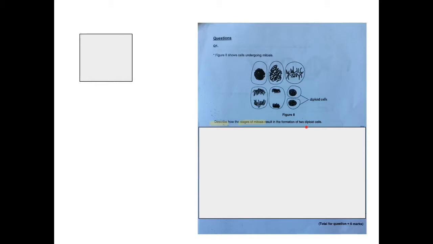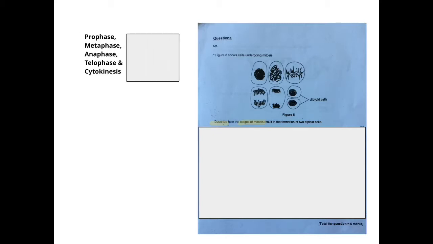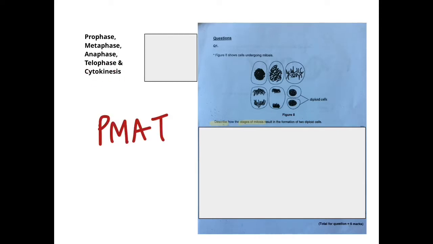A diploid cell is a body cell as opposed to a haploid cell, which is a sex cell. This question is actually one of the easiest 6-mark questions you can answer, providing you've memorized the information. There's no application, which keeps it quite simple. So firstly, you need to know the stages of mitosis, of which there are 4. There is prophase, metaphase, anaphase, telophase, and cytokinesis, which is essentially part of telophase. If you remember PMAT, that should help.